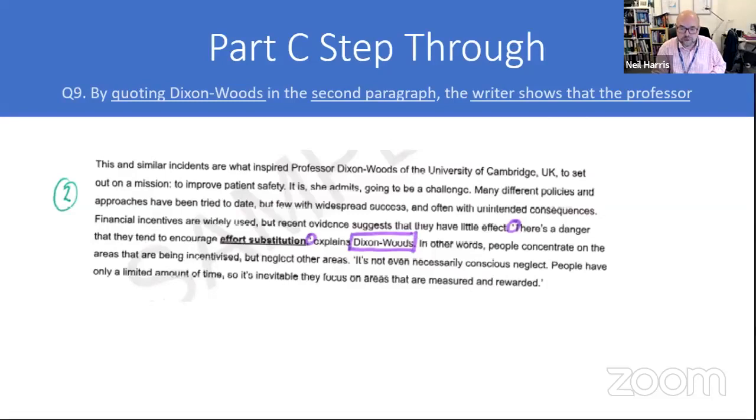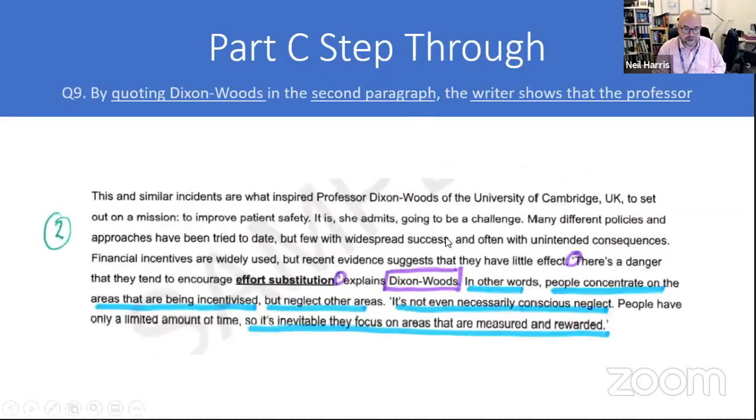So we've got this "in other words." So this is an explanation of the quotation. So let's look at the quotation. What did Dixon Woods say? Well, she said, there's a danger that they tend to encourage effort substitution. You think, what does that mean? In other words, people concentrate on the areas that are being incentivized, but neglect other areas.